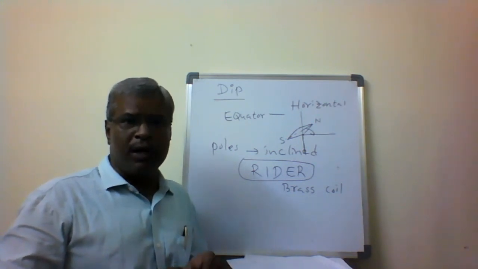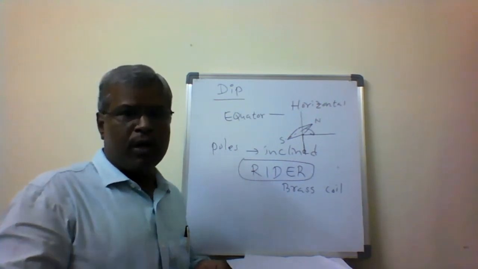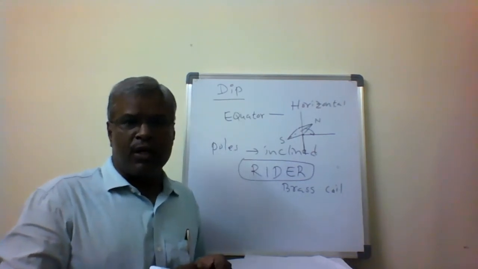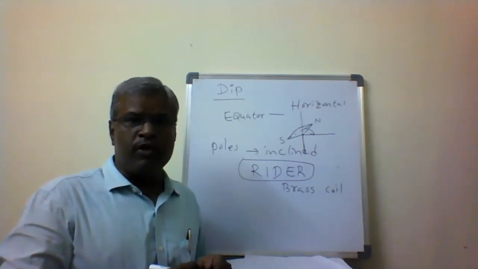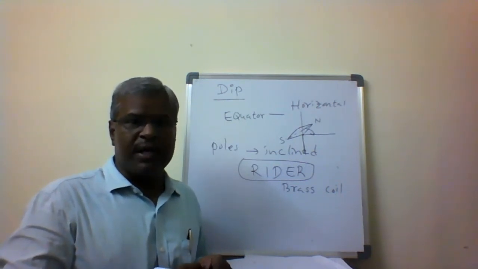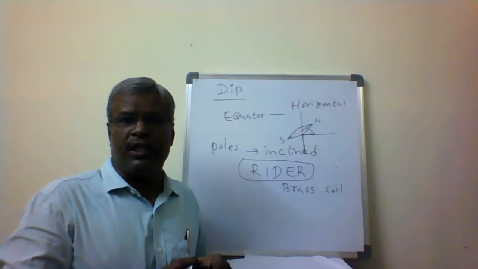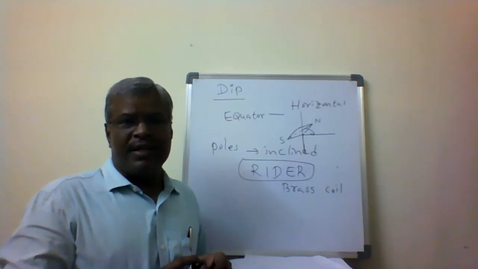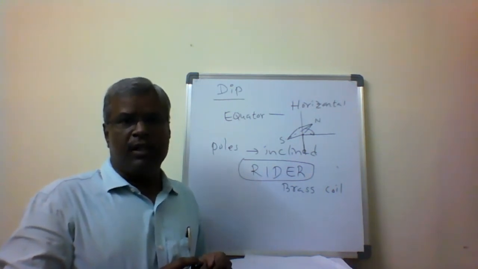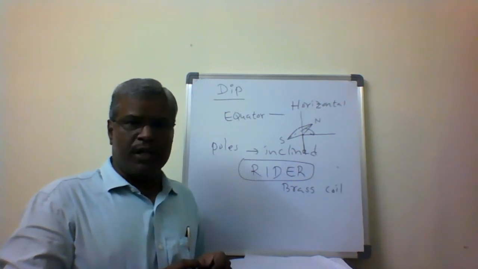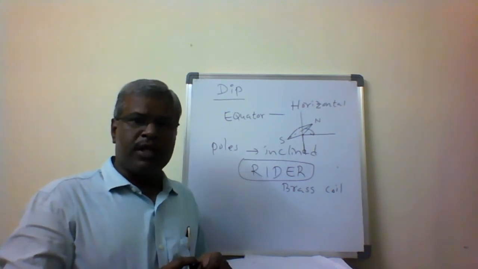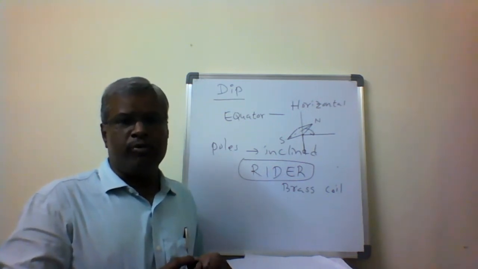That is what we call the dip. The needle is deflected downwards and is not perfectly horizontal. How much inclination or deflection there is from the horizontal, we measure and call that the dip. At the equator, the dip is 0, but at the poles, the dip will be more.